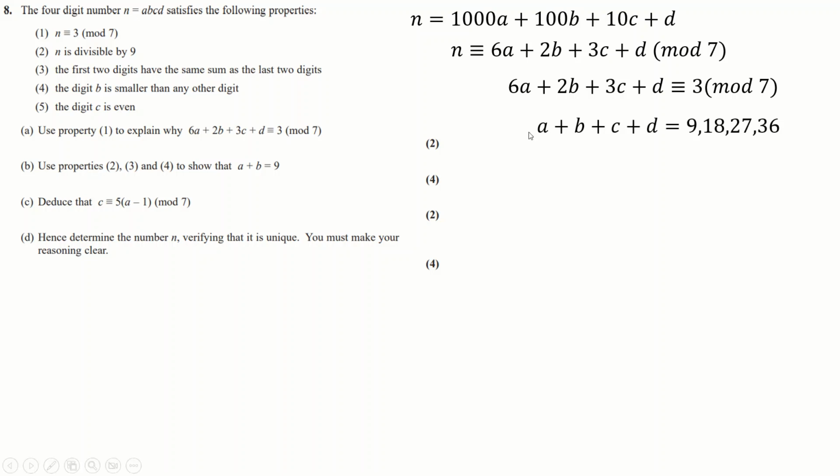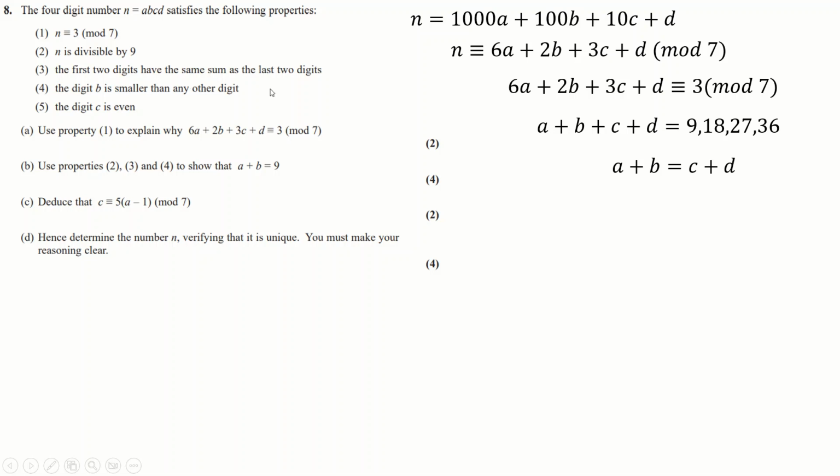The biggest that a, b, c, and d can be is 9, right? So 9 plus 9 plus 9 plus 9 is a maximum of 36. It can't be any further. So it's one of these 4 options. These are the only multiples of 9 they can be as a sum. Good, and then the first 2 digits have the same sum as the last 2. So a plus b equals c plus d.